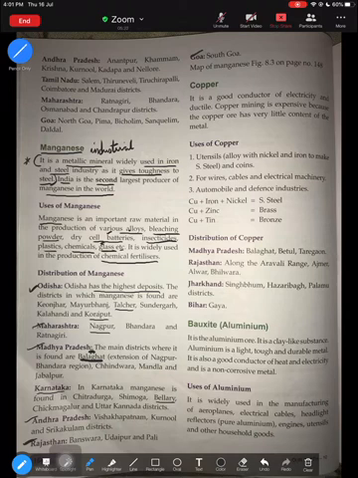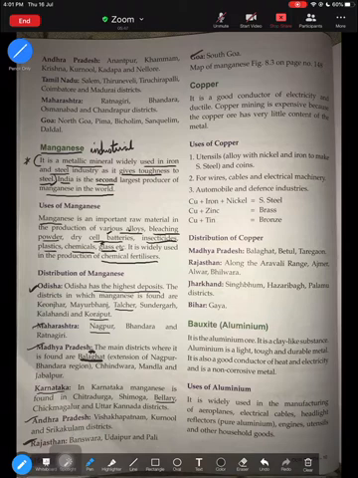So that is about manganese. To quickly summarize, manganese is a very important mineral because it is widely used in the iron and steel industry to give toughness to the steel. That is one important industrial use of manganese. If you get a question to write about another industrial use of manganese, you can write that manganese is widely used in the electrical and glass industry.